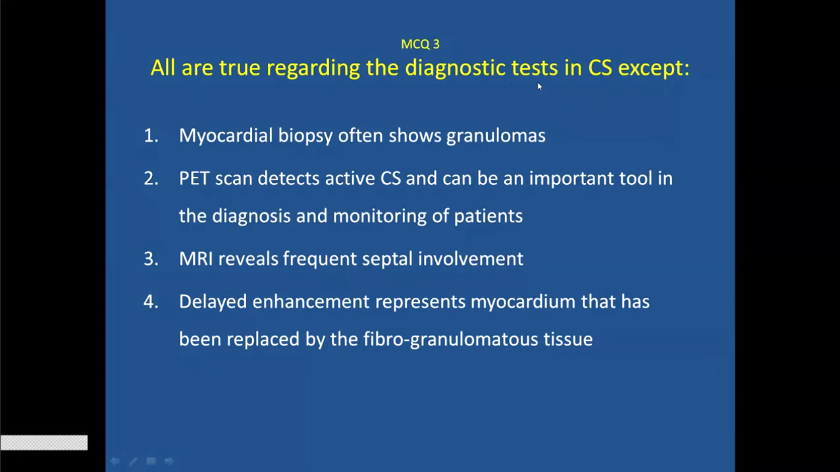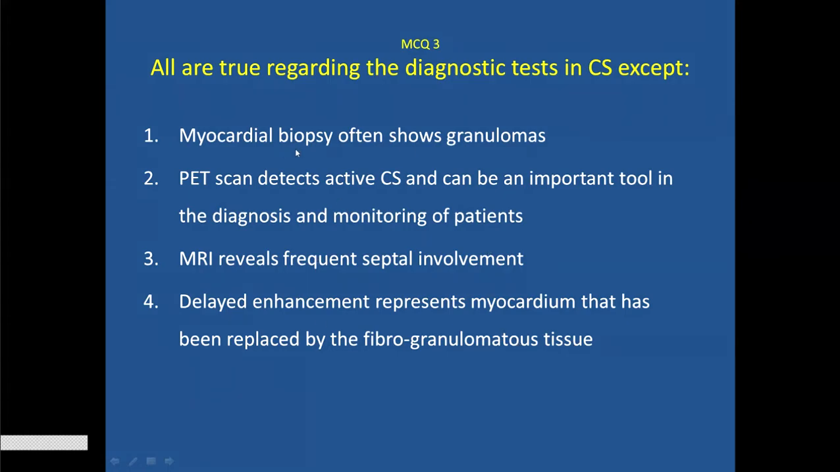All are true regarding the diagnostic test in CS. Myocardial biopsy often shows granulomas. PET scan detects active cardiac sarcoid and can be an important tool in the diagnosis and monitoring of patients. MRI reveals frequent septal involvement. Delayed enhancement represents myocardium that has been replaced by fibrogranulomatous tissue.